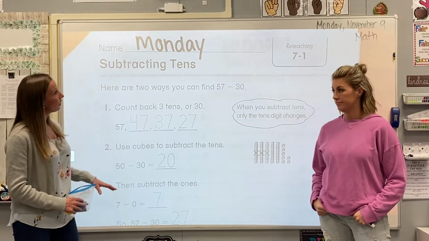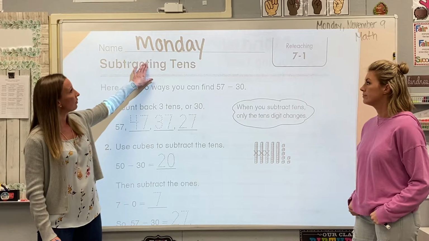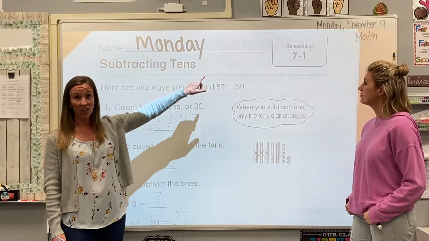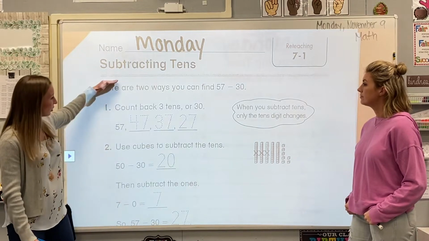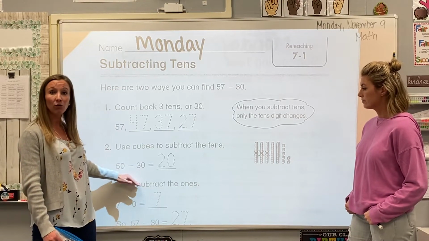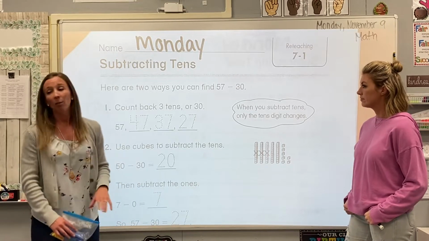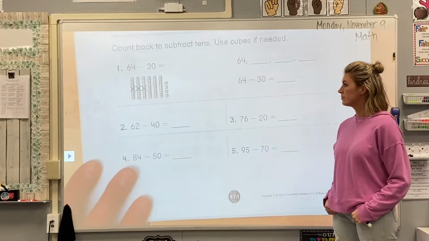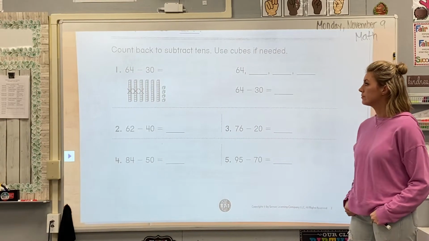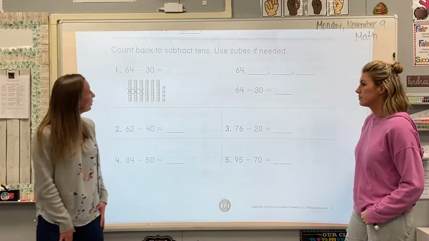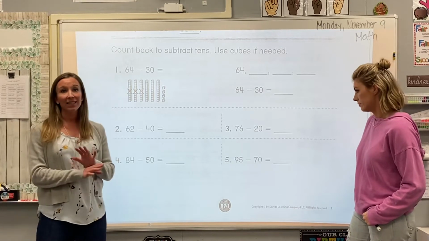If you take a look at our worksheet, we're going to be on the Monday math page that says subtracting tens. It says 7-1 reteaching at the top. And I'm actually going to be skipping this whole top section. You're welcome to look back over it with a grown-up at home if you want. But for our video, we are going to be taking a look at the questions just at the bottom of this page. So today we are talking about subtracting the tens only.